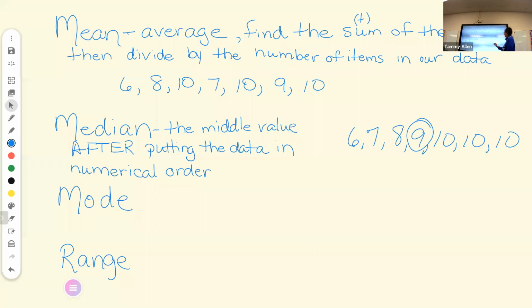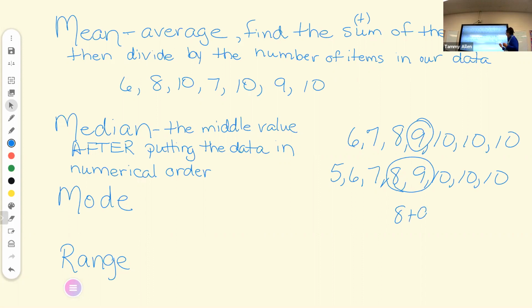Now, what if our data had been this? Then these two are in the middle, right? Well, if there's 2 of them in the middle, then you add them together and divide that by 2. And it would be 8.5. That make sense?